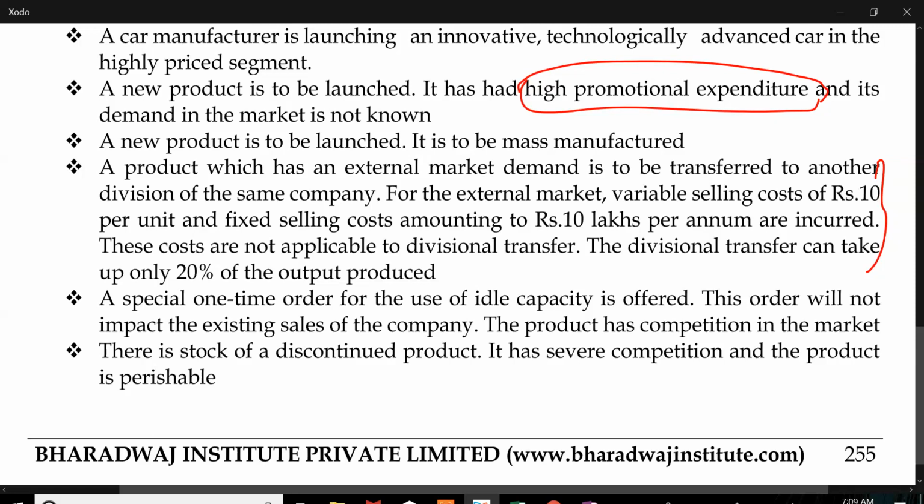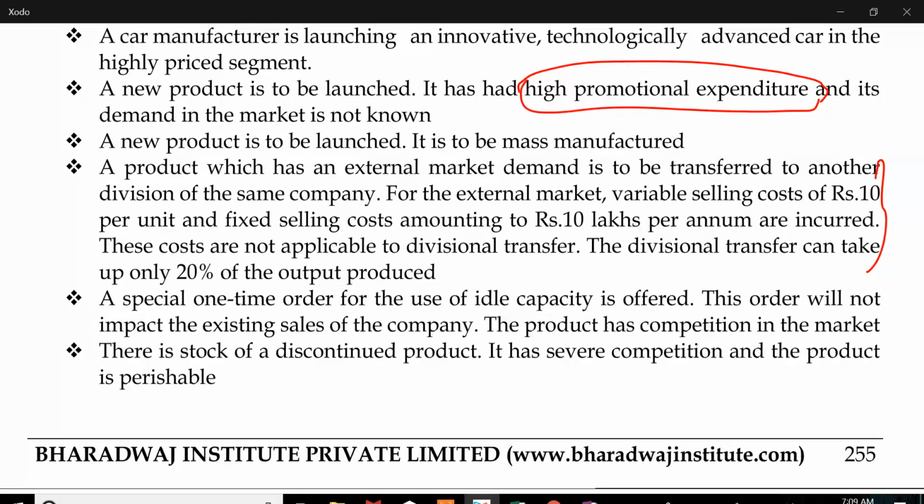Special one-time order for the use of idle capacity is offered. The order will not impact the existing sales of the company. The product has competition in the market. Think logically and tell me how will you fix the price here. There is no strategy, but you have to tell me how will you fix the price.